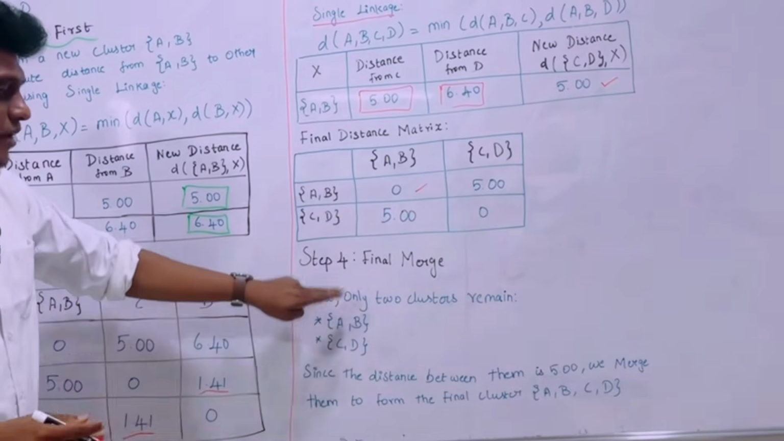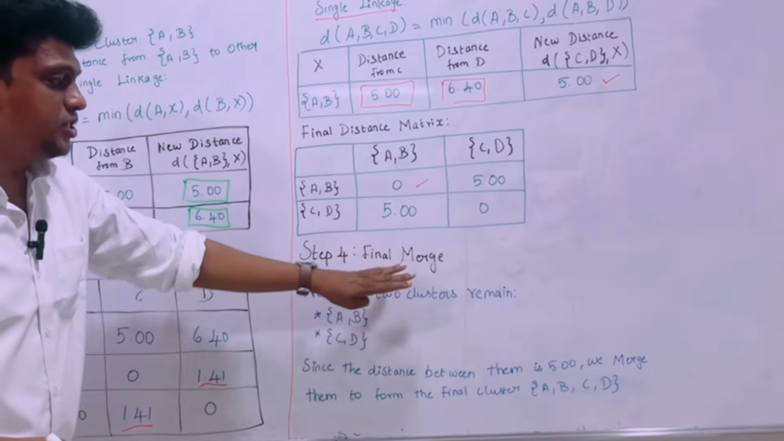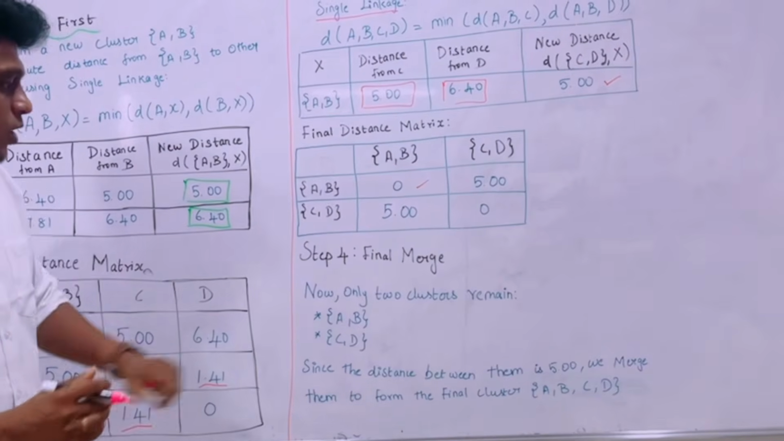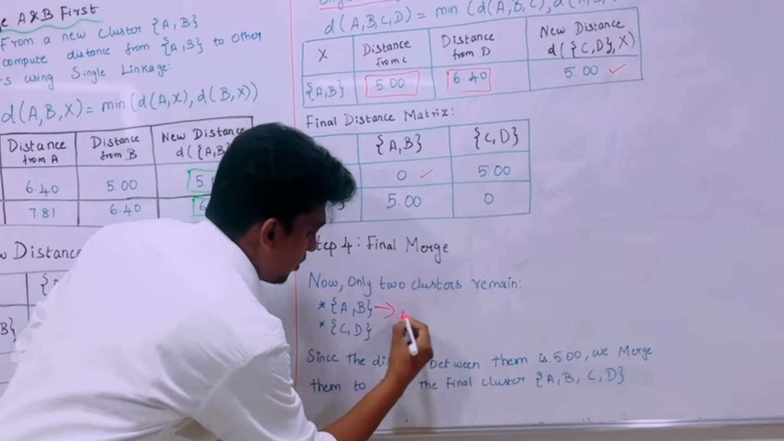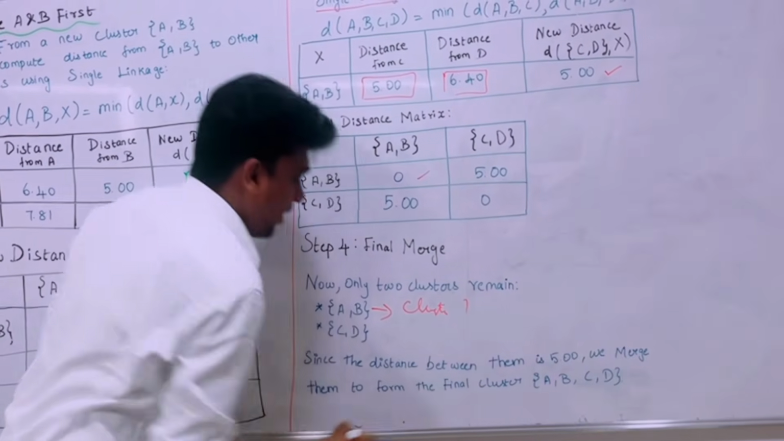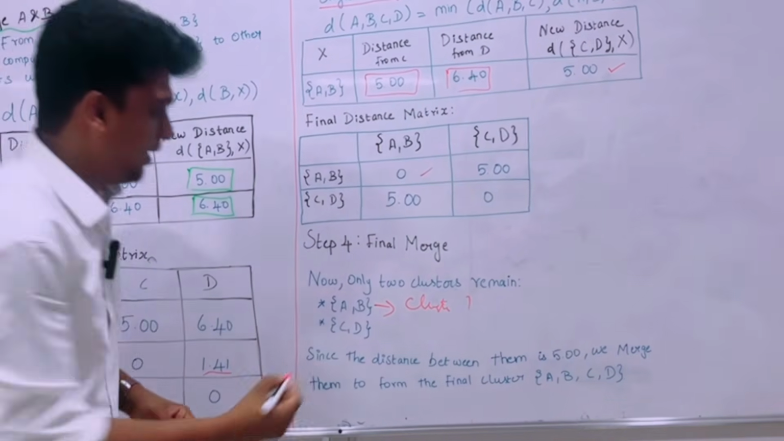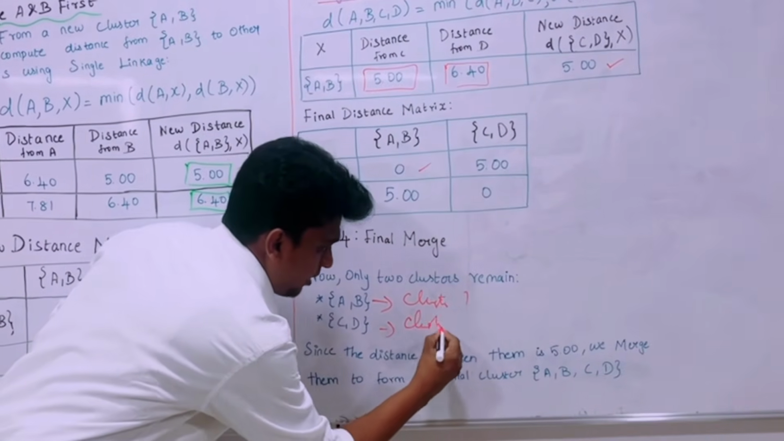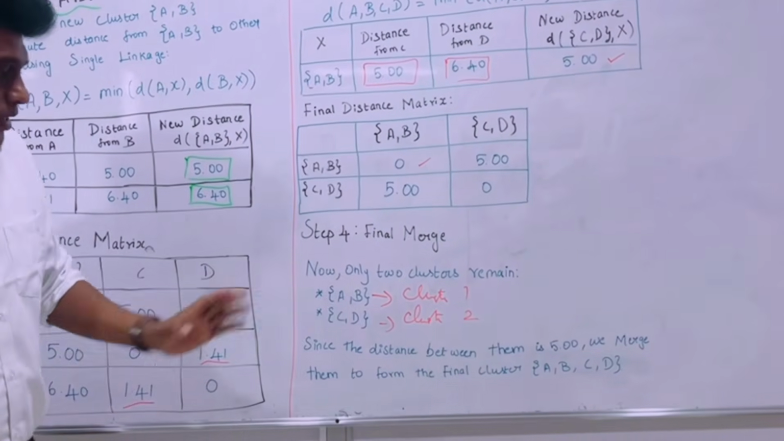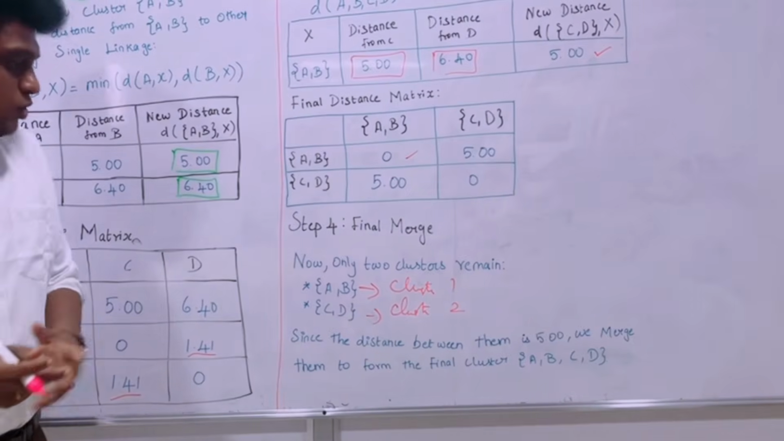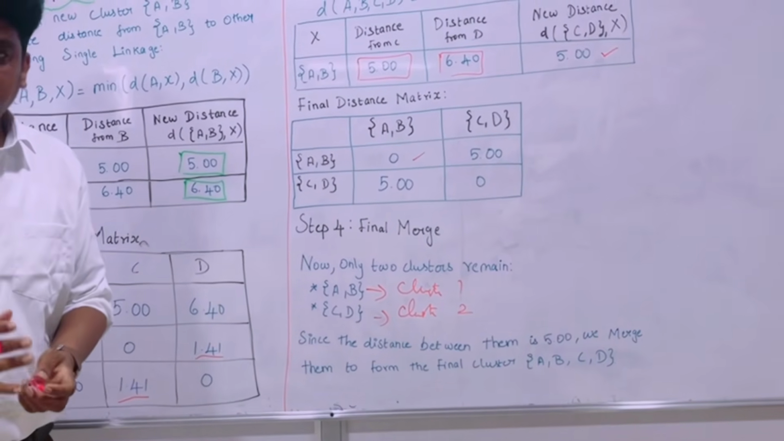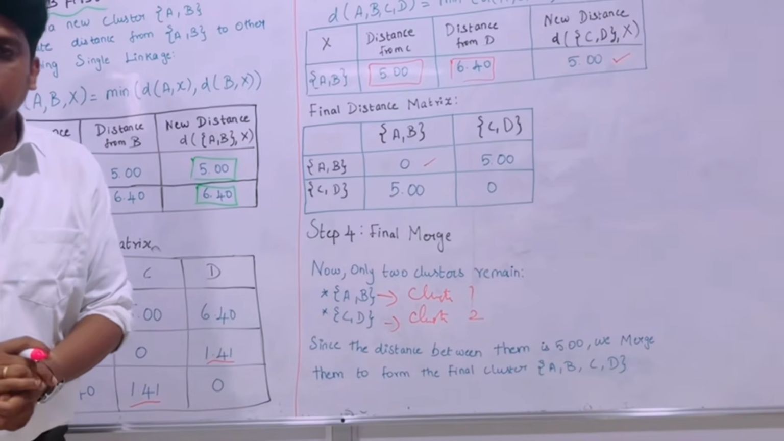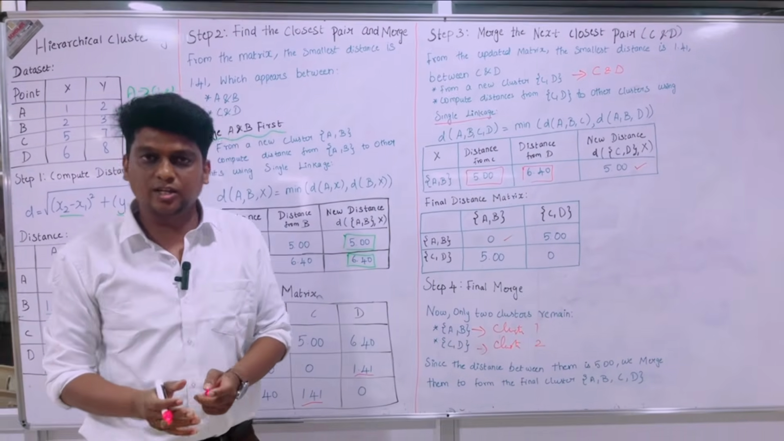Now in the final step, we have to merge all the points. We now have only 2 clusters remaining. One is A, B, which is cluster 1, and the other is C, D, which is cluster 2. The distance between them is 5. So we merge these to form a final cluster of A, B, C, D. This is how the hierarchical clustering concept works.